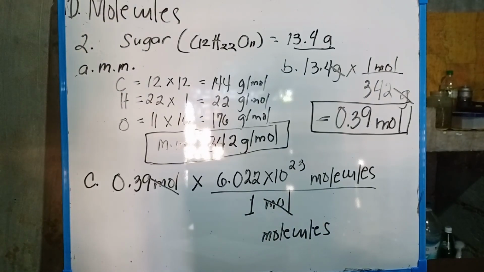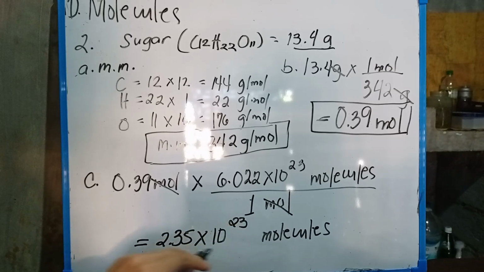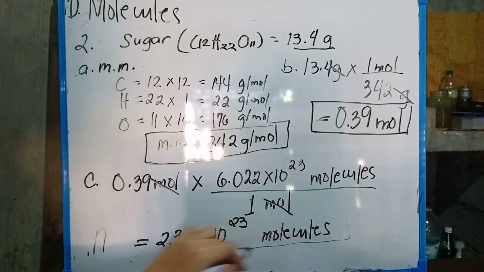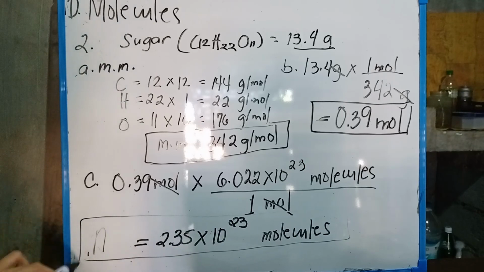0.39 multiplied by 6.022 times 10 raised to 23. Our answer is 2.35 times 10 raised to 23. So that is now our final answer. So this is the molecules of a compound, which is the sugar.